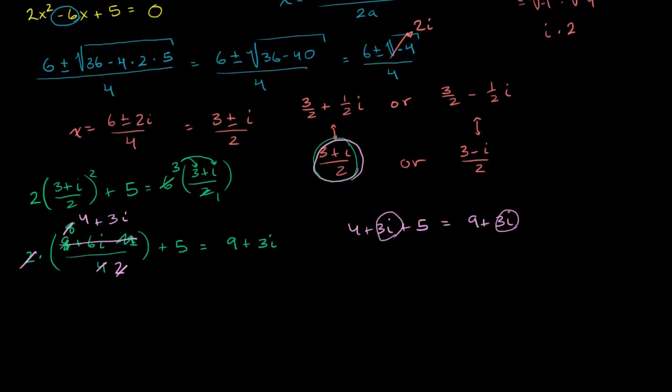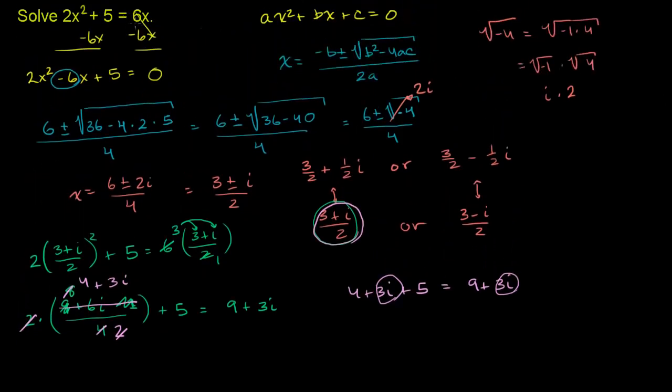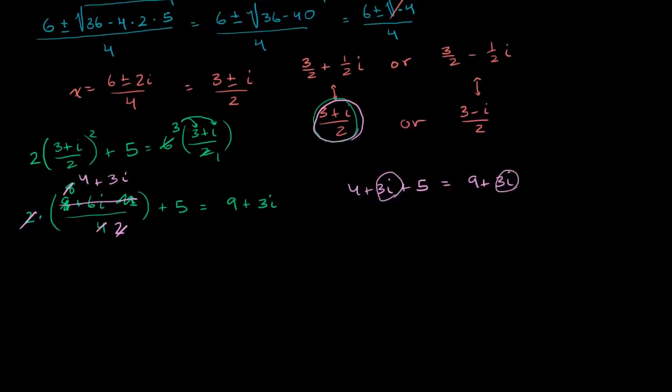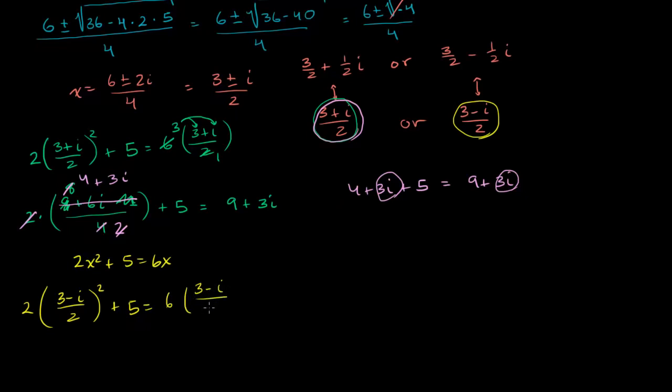3 minus i. So once again, just looking at the original equation, 2x squared plus 5 is equal to 6x. So let me rewrite the original equation. We have 2x squared plus 5 is equal to 6x. And now we're going to try this root and verify that it works. So we have 2 times (3 minus i over 2) squared plus 5 needs to be equal to 6 times this business, 6 times (3 minus i) over 2. Once again, a little hairy, but as long as we put our head down and focus on it, we should be able to get the right result.